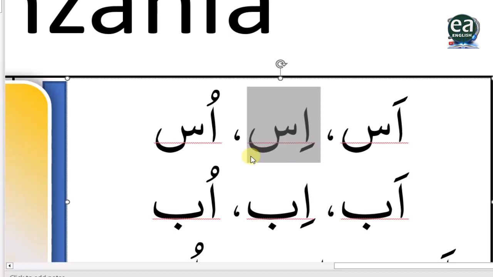Just write the meaning of is with zer. Okay, good. You should write the meaning of it. This, you can write this. And what's the meaning of ab? Ab means now. Ab kya karenge? Now what to do? Done. And just write us also.